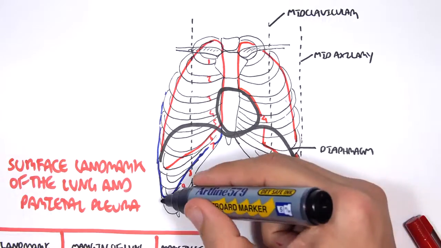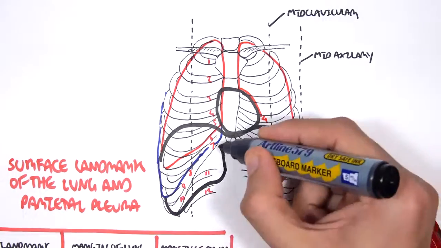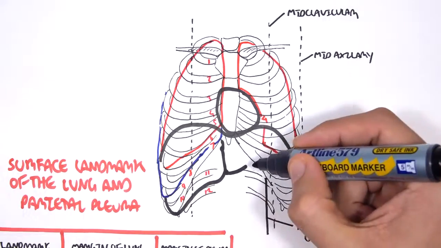Just to finish off this diagram, the liver, or most of the liver, can be found under our ribs for protection.